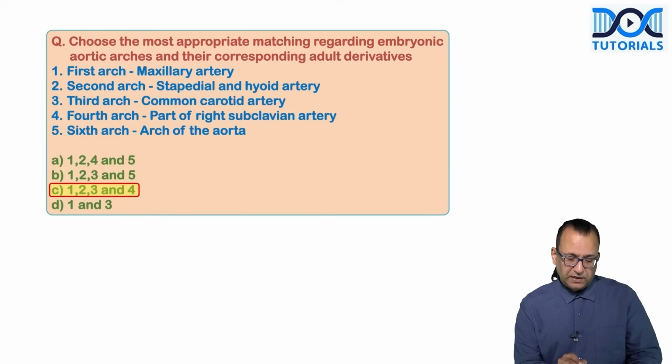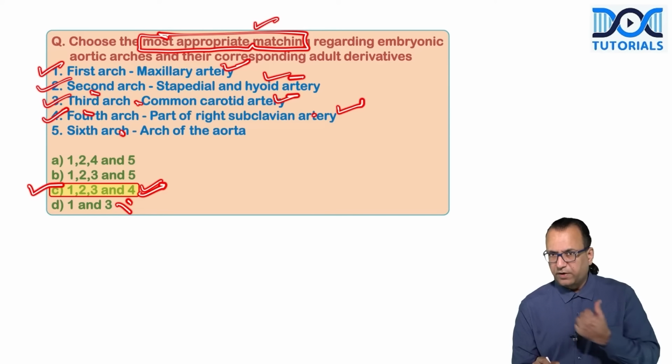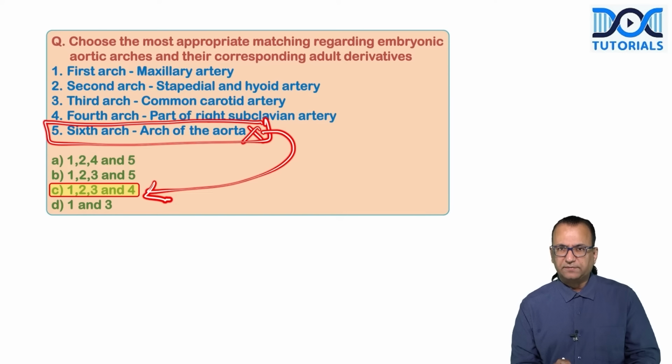As we can see, we had to choose the most appropriate matching and we have done that. It is excluding the 5 because 1, 2, 3 and 4 we have discussed. First arch: maxillary; second arch: stapedial and hyoid; third arch: common carotid plus internal carotid; fourth: not only part of the right subclavian but part of the arch of aorta on the left side. But this is to be excluded, and we have done that. The answer should be choice number C.